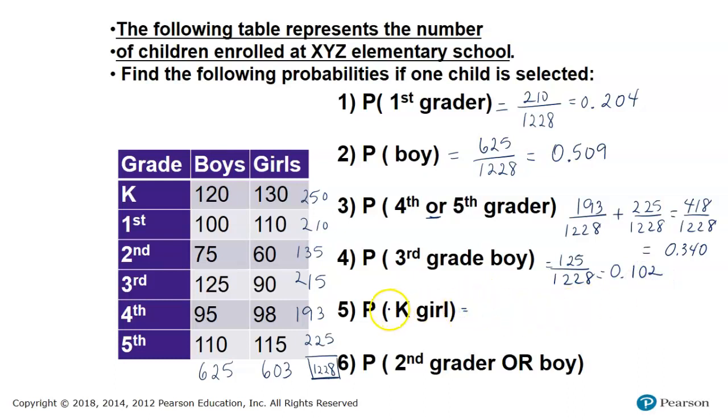Okay, if we look at the probability of a kindergarten girl, it looks like we've got 130 kindergarten girls. And again, that's out of the 1228. So when I divide that one out, I'm going to get 0.106.